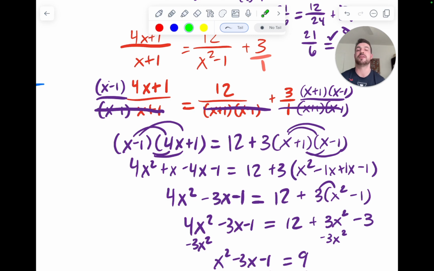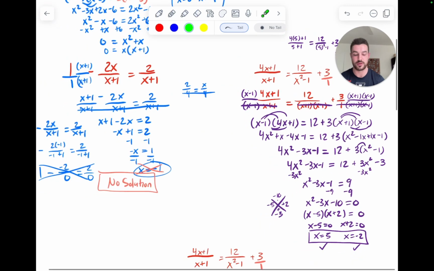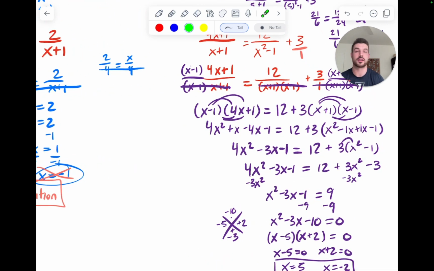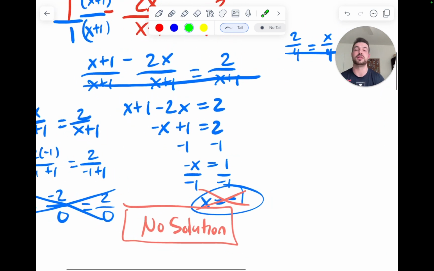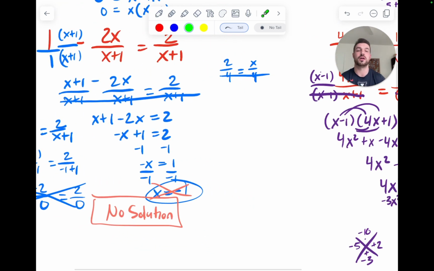Last but not least, after you solve, and sometimes the solving looks different. In a couple of these, in this one, we ended up solving a quadratic. In this one, we ended up solving a linear function. Either way, we're going to solve the equation to get our answer and then plug back in to check our work.